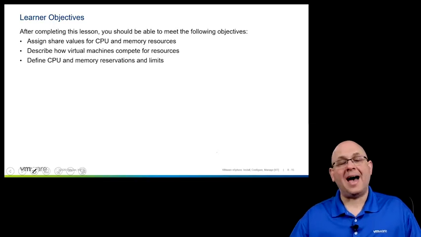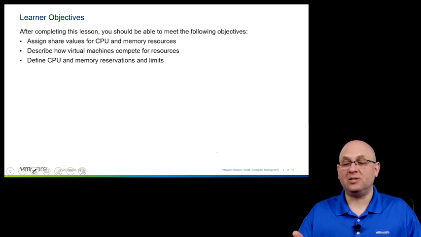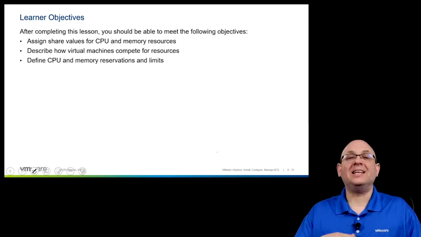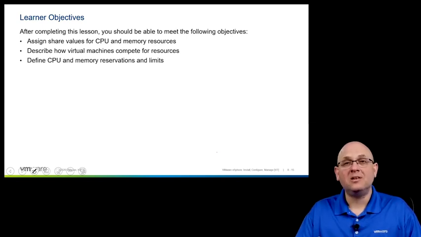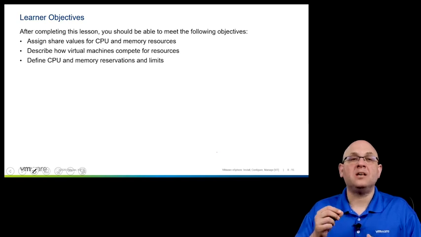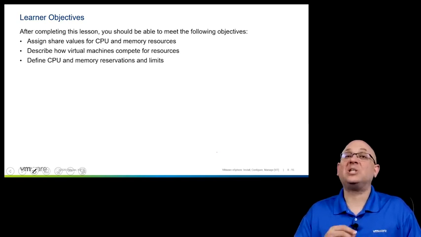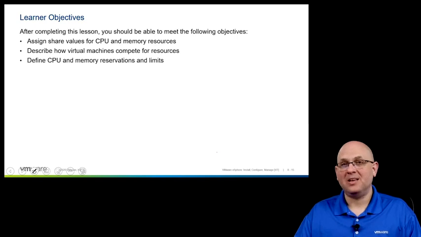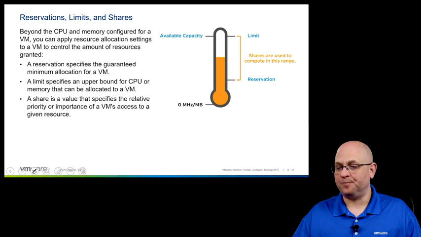We're going to look at 3 different types of resource controls: shares, reservations, and limits. And in doing so, we'll define what these are, and we'll describe how virtual machines typically compete for resources and allow you to use these values of shares, reservations, and limits to actually change that around a little bit. So let's dive right in by looking at these 3 concepts.